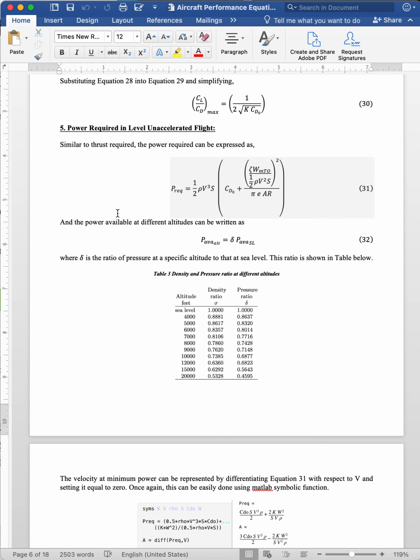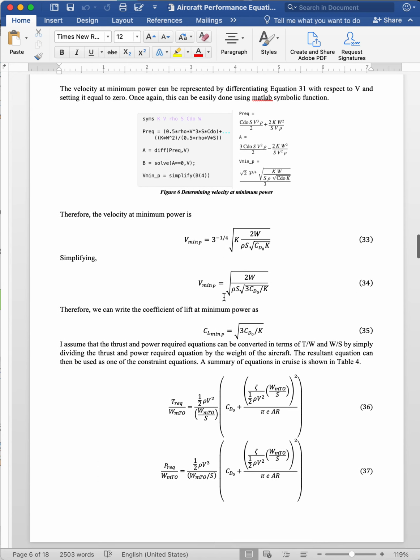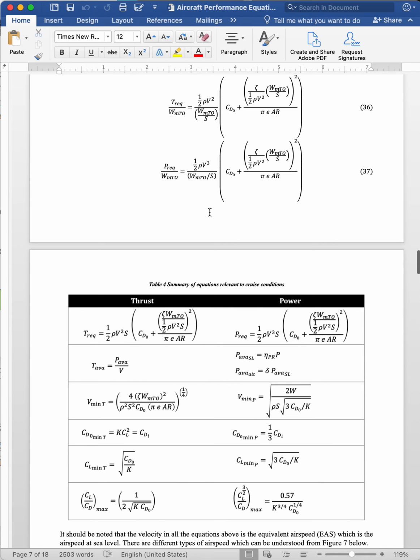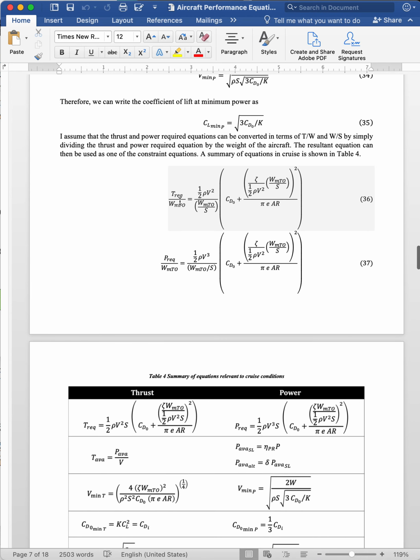So you have the power required right here, and then we have the velocity at minimum power, and CL at minimum power. So you have the thrust required divided by the maximum takeoff weight. This is basically what we call the thrust loading, and this is what we call the power loading, which again is going to be your constraint equations.